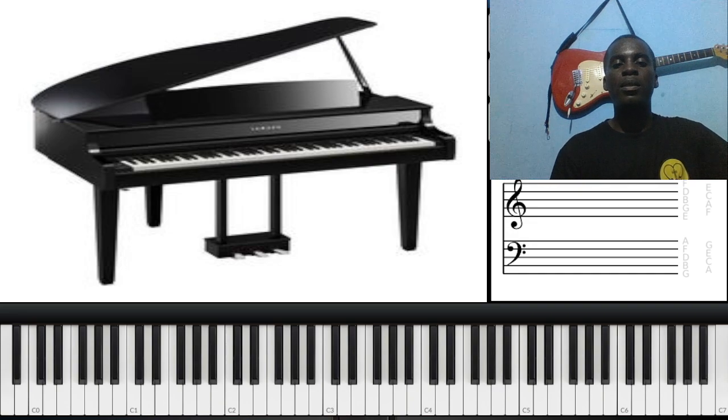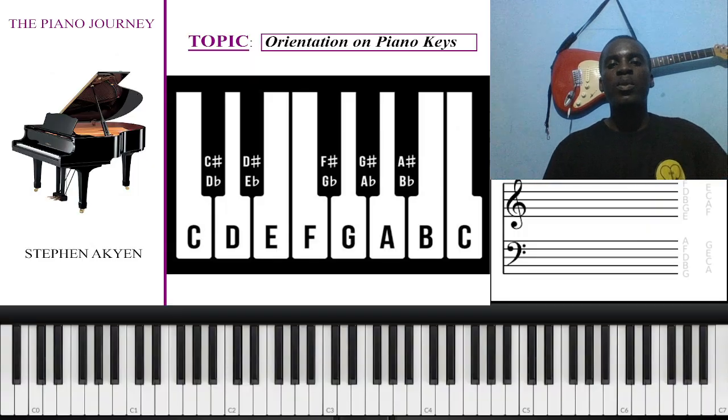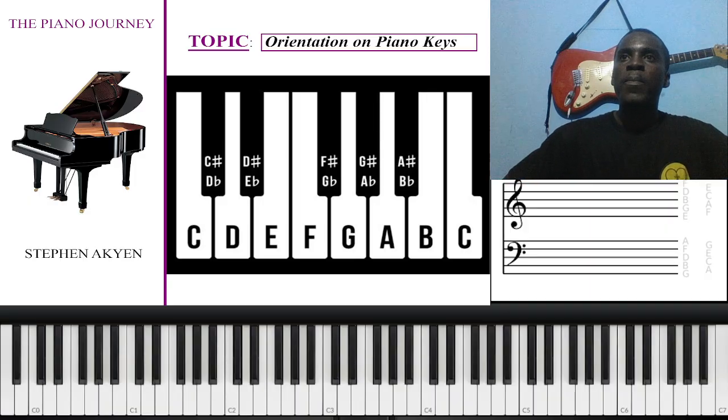And in this lesson, I'm going to break down the notes on the piano for you to understand it in the simplest form. Without further ado, when you look on the screen, you can see the topic: orientation on piano keys.